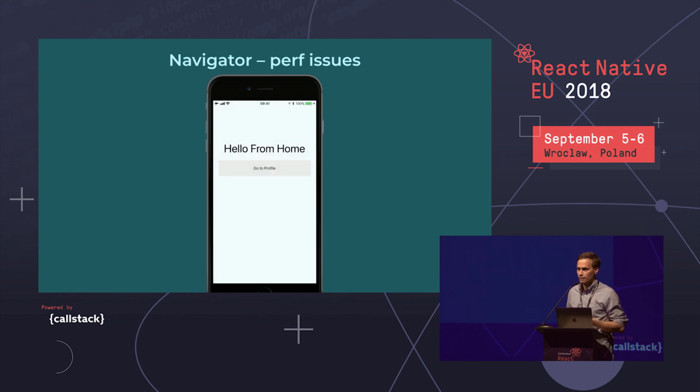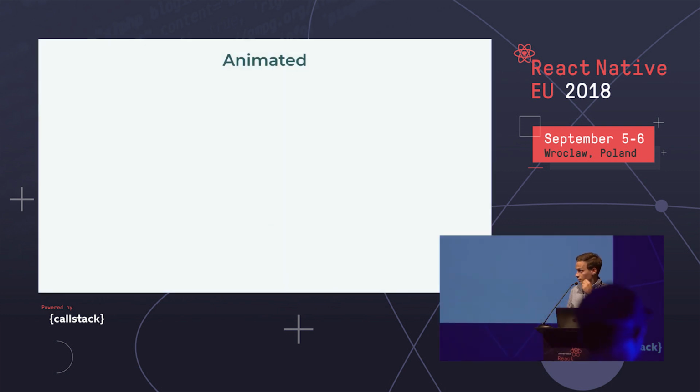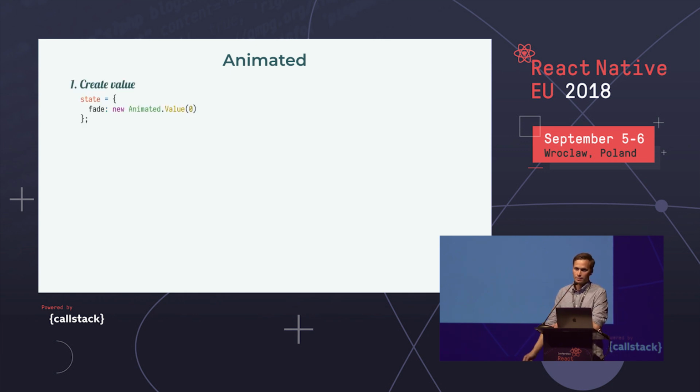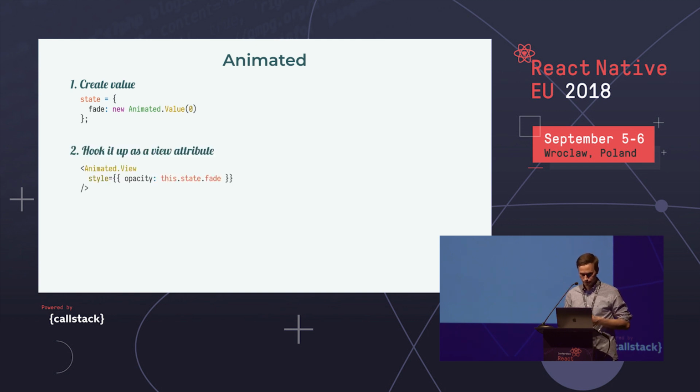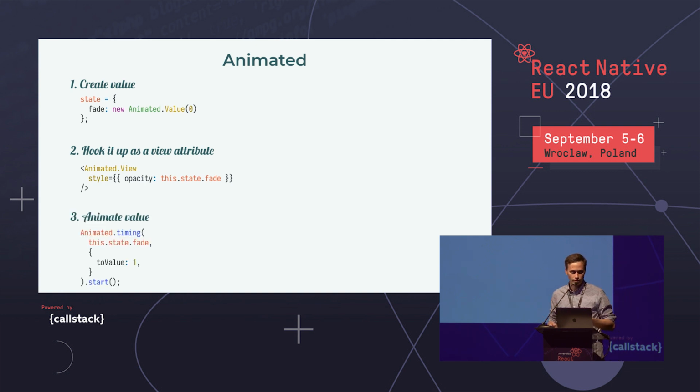And thankfully, at that time, we had the animated API that was designed by Krzysztof Magiera. And for those unfamiliar with animated, I'll just do a quick overview of the API. The basic building blocks are animated values that we can create and then store in component state or in a component class member. And then in render method, we can connect those values to attributes of the view. So whenever the value changes, the attribute will change as well. Then we can run animations for those values. So we can say that we want to animate fade from 0 to 1 in 300 milliseconds. There are many options. We can do timing animation, spring-based animations, and so on.